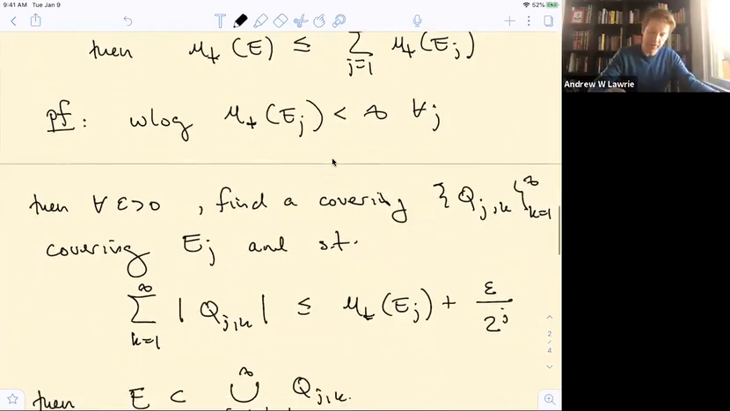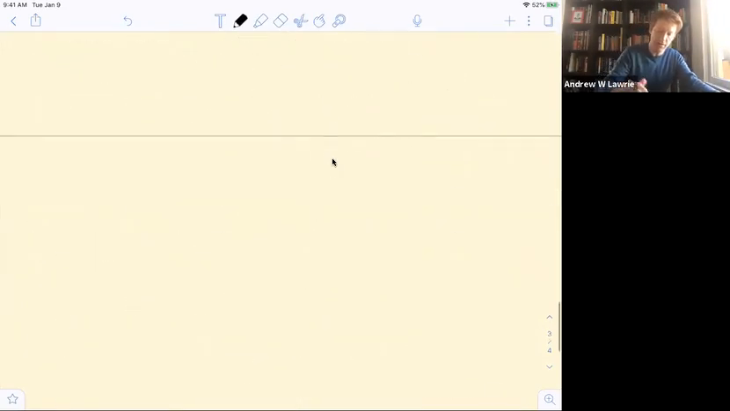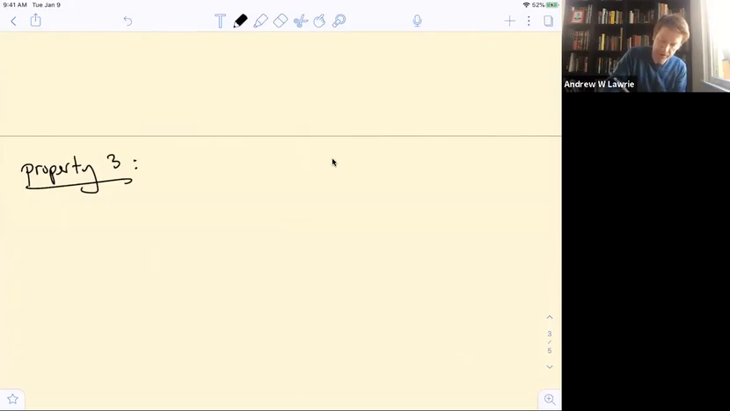Okay, property 3 is an alternative characterization of the exterior measure.